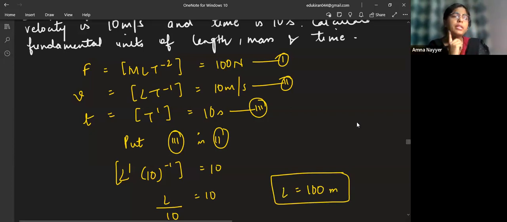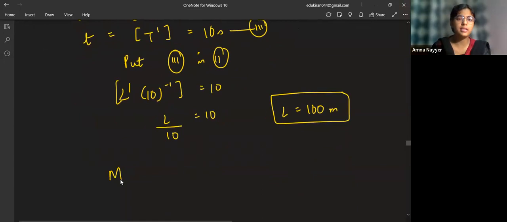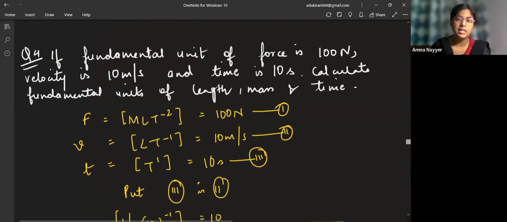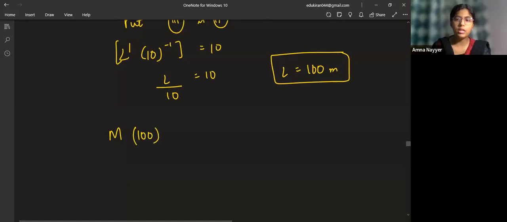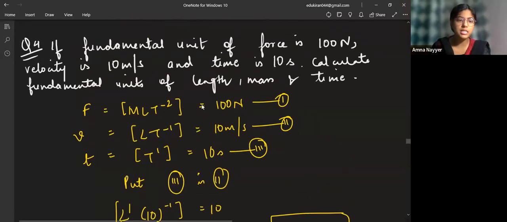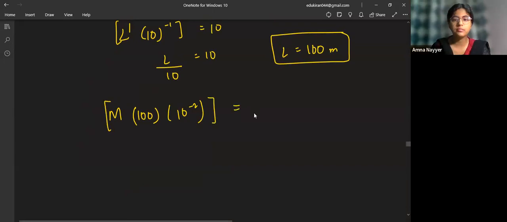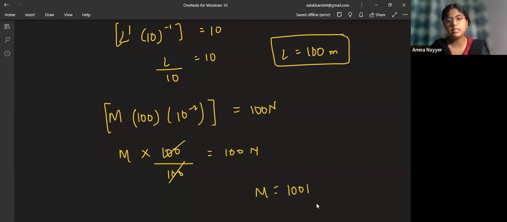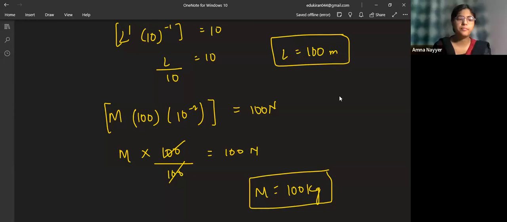Now see, for mass also you can do the same thing. Now you know the value of L and T both. Put in here. So M is unknown. Let mass stay as M. Value of L we have now, no? L is 100. So this is 100. What is the value of T that we have? 10. And power will be minus 2. This is 10 to the power minus 2, is equal to how much force, value of force is given? 100 Newton. This will go in the denominator. This will become 100, equal to 100 Newton. 100, 100 gets cancelled. Mass becomes equal to 100 kgs.